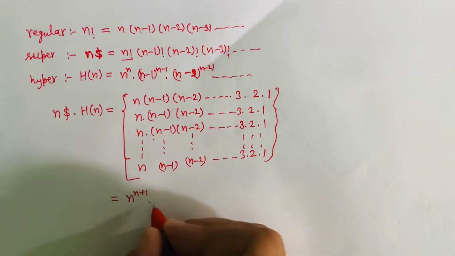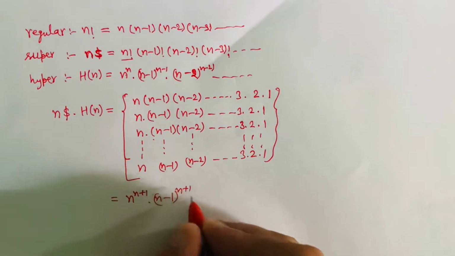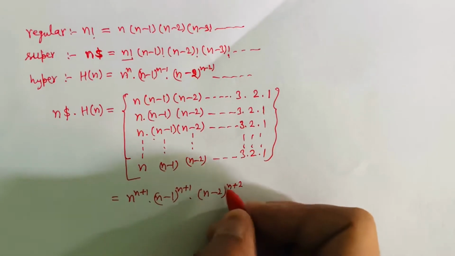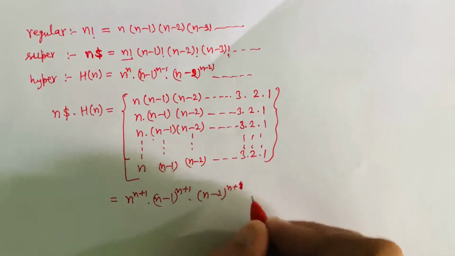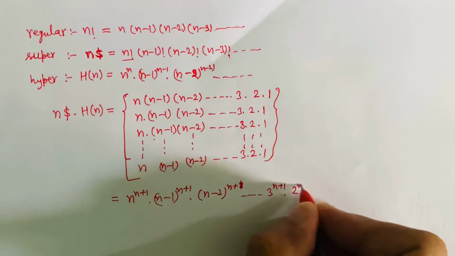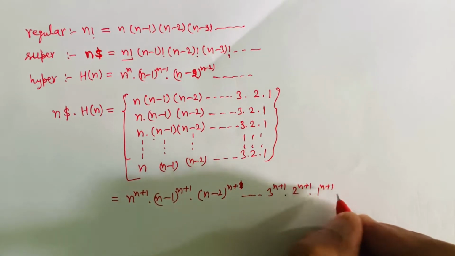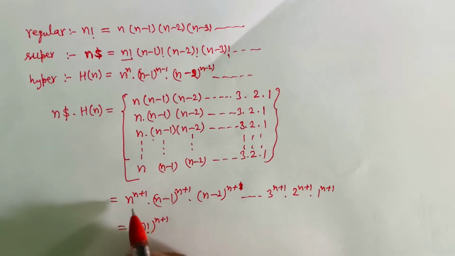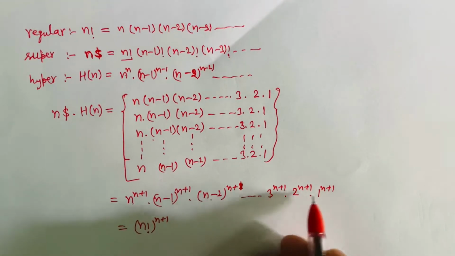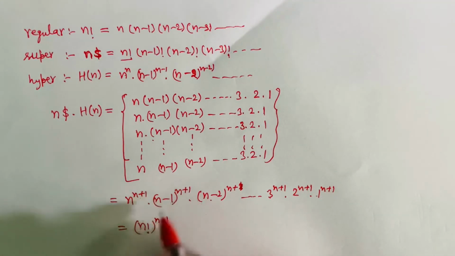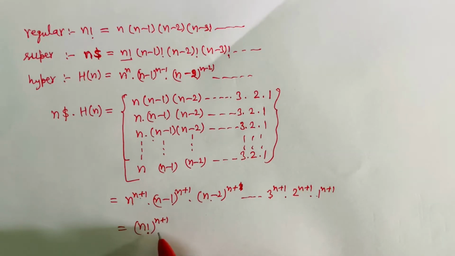Similarly, we can write n minus 1 to the n plus 1 into n minus 2 to the n plus 1, and so on, up to 3 to the n plus 1 into 2 to the n plus 1 into n to the n plus 1. So we can write this as n factorial to the power n plus 1. Because n, n minus 1, n minus 2, down to 3, 2, 1 is equal to n factorial, and the power is the same, so we can write n factorial to the power n plus 1.